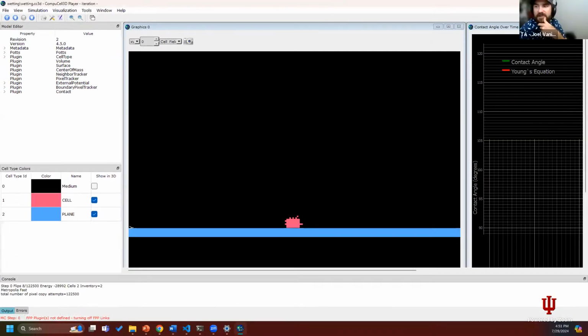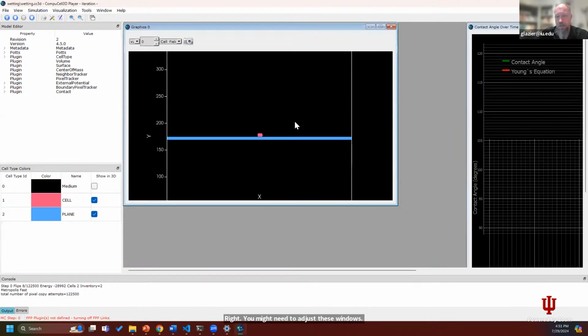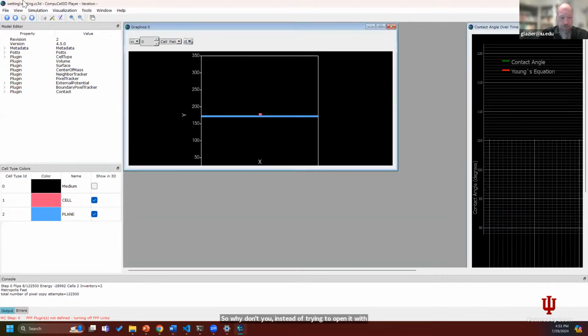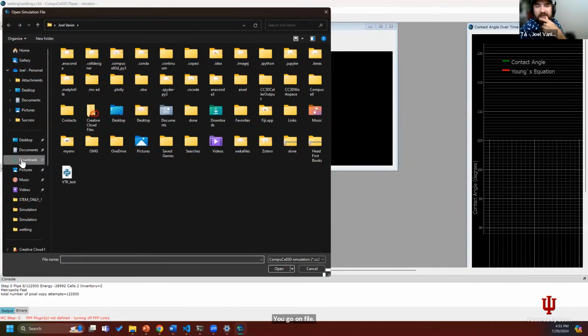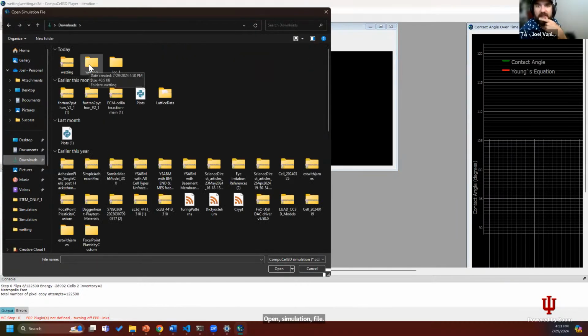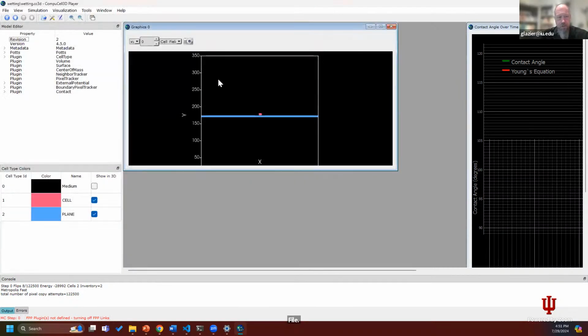Right. You might need to adjust these windows. So instead of trying to open it with Twedit, just show them from the beginning how to open it in Player. The way to open in Player, you go to File, Open Simulation File, your downloads, because it's probably sitting there. Go to the wetting, and the first one, that is the CC3D file. Go ahead and do it to make sure it works.